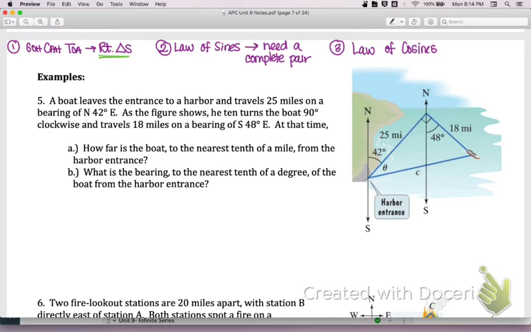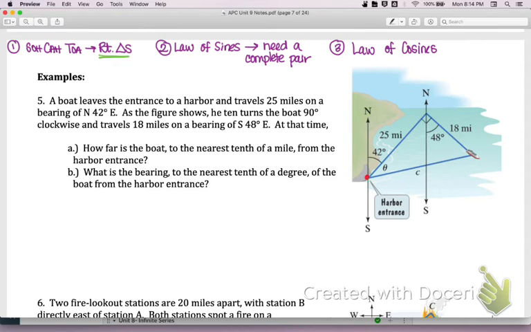Now, they've already marked that on the picture for us. As the figure shows, he then turns the boat 90 degrees clockwise and travels 18 miles on a bearing of south 48 degrees. Okay, now they gave us the picture, which was very nice, but here's what's important when you're trying to come up with a picture using the bearing directions. At every point where you change directions, you need a new north-south line. So that's why we have this drawn here multiple times, okay?